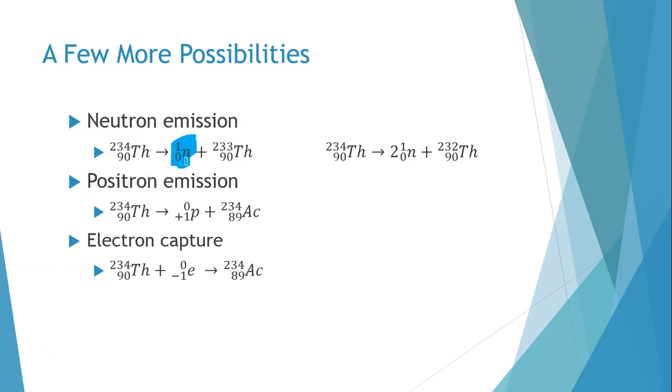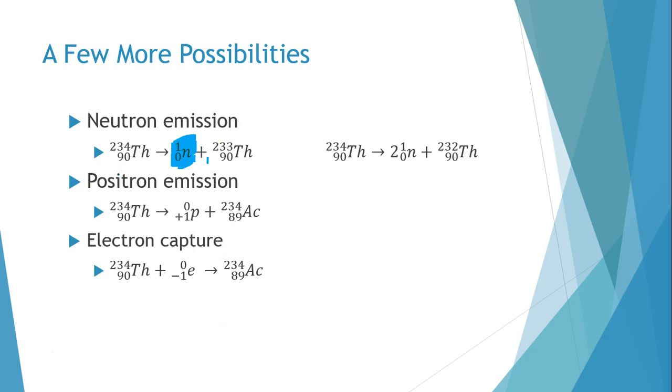Neutron emission. This is the symbol of a neutron right here. Now, neutrons have mass, so that's why they're given a mass number of 1, but they don't have charge, hence the number down here of 0. Now look, the math works exactly the same. 234 is equal to 1 plus 233.